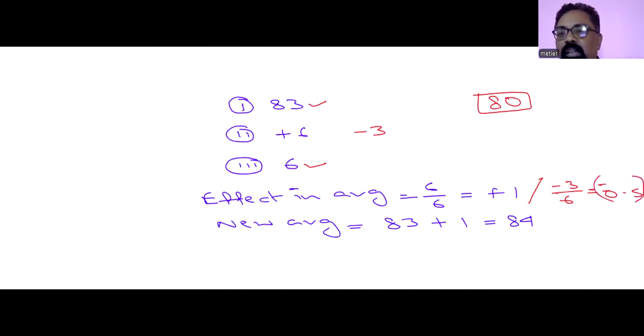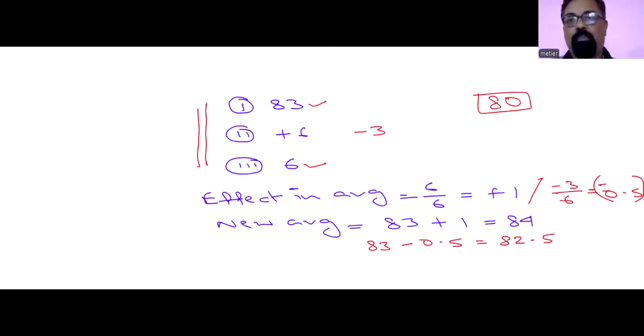Right? Now, new average will be 83 minus 0.5. It will be 82.5. And I am damn sure that you are comfortable with this kind of simple calculation. You need not go for equations. You need not go for unnecessary calculations, what we used to follow in our school days. This effect concept we will apply in one previous year paper.